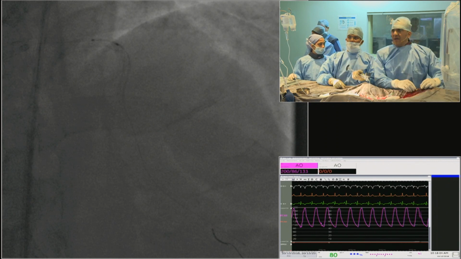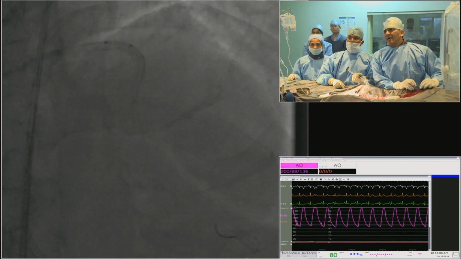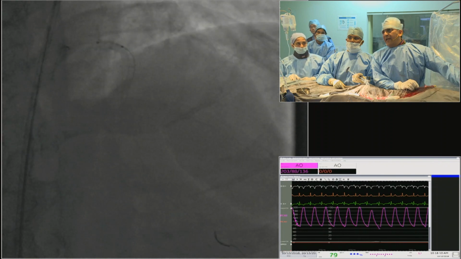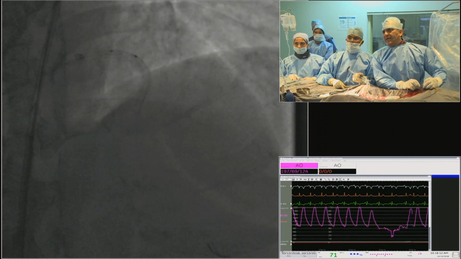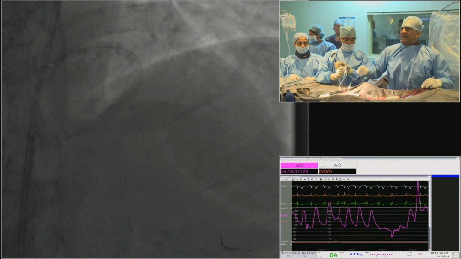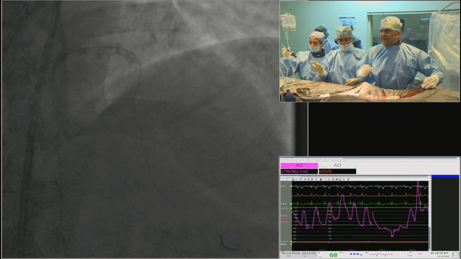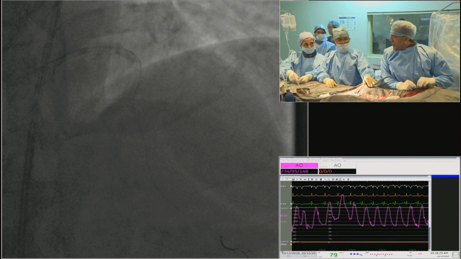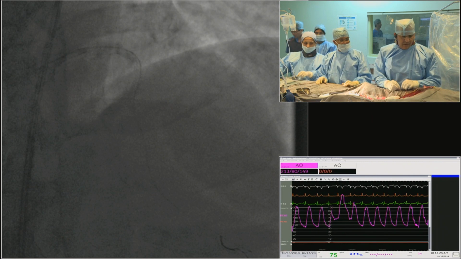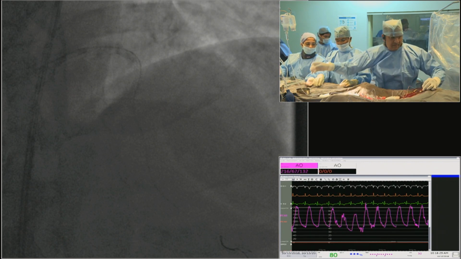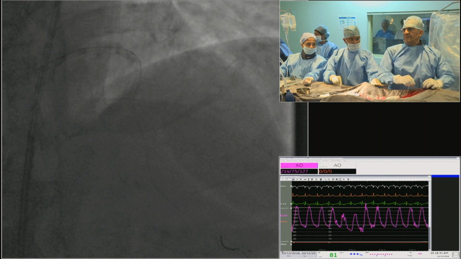So the problem is these balloons are extremely high profile and they end up not moving. I really don't like to struggle with balloons within these stents. We're going to choose a different balloon now. And don't give me NC, give me normal balloons. The balloon is still not tracking.